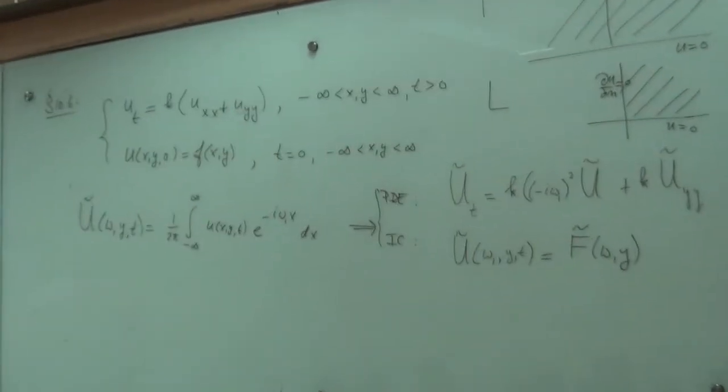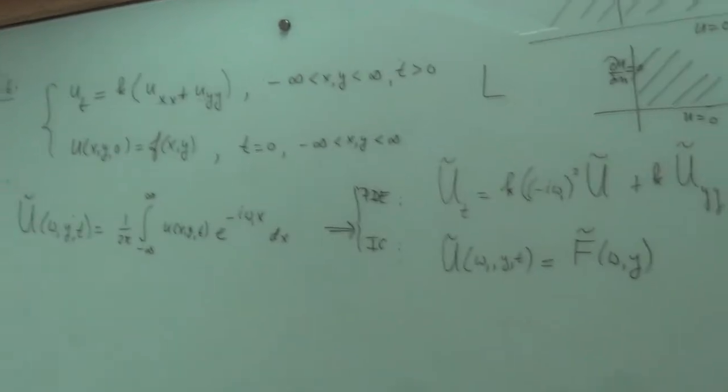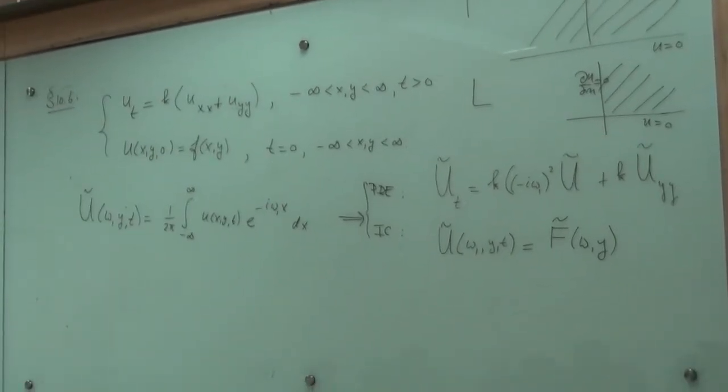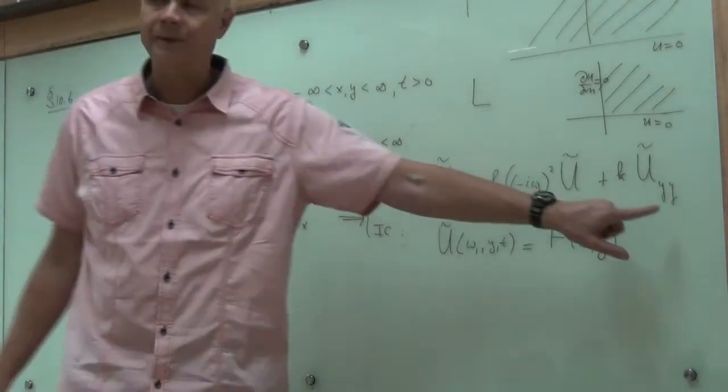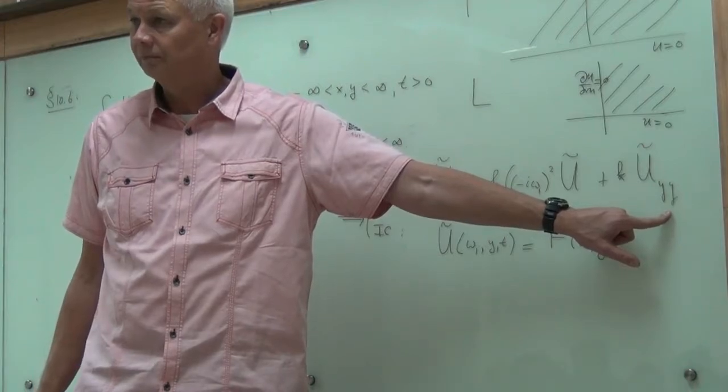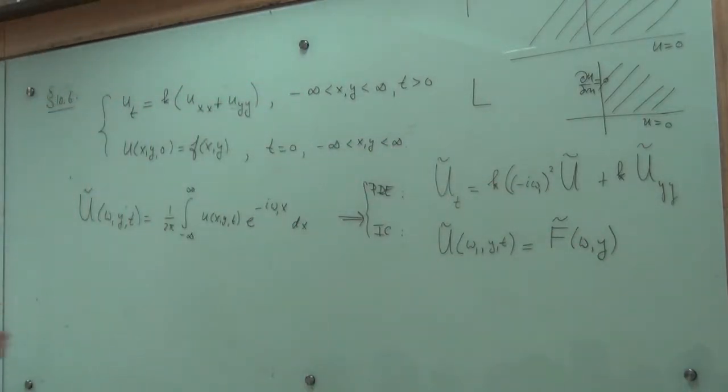Can I solve this problem? Well, it's a heat equation with u_t and then u_yy, and I have a u. So that problem is even more difficult than this problem that I solved earlier. But I can also, of course, Fourier transform this problem with respect to y. So let's do that.